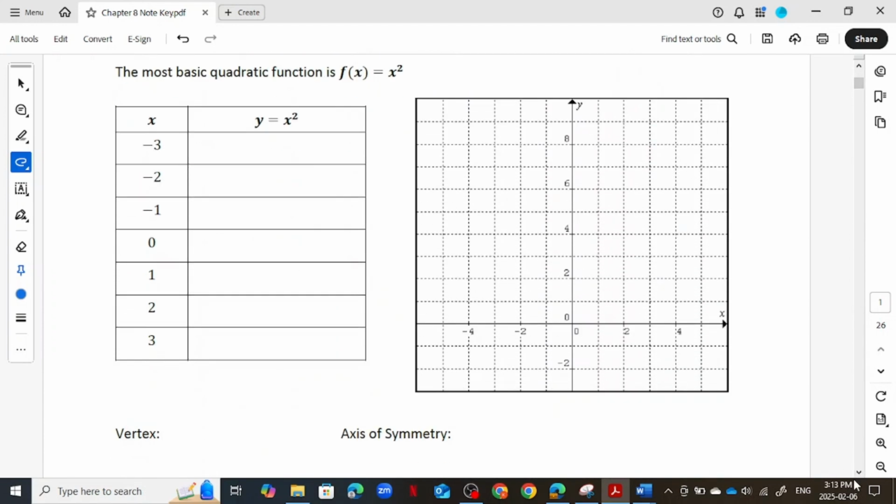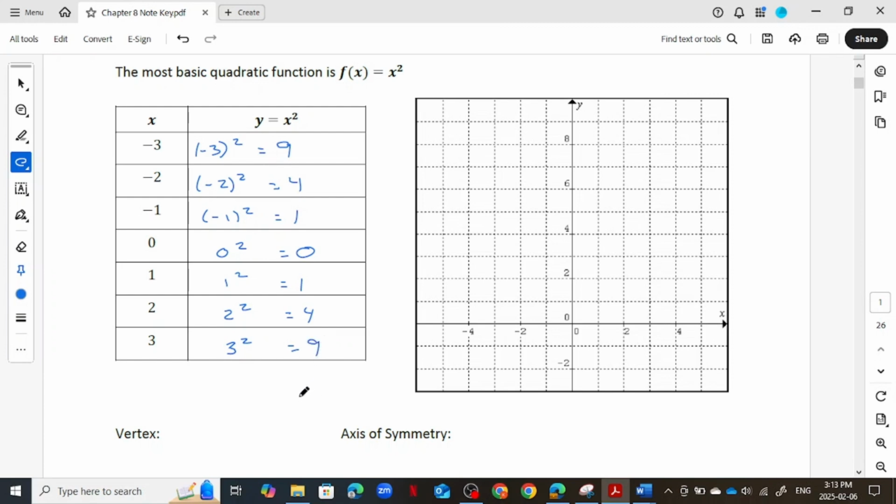Well, we start with the most basic quadratic function, which is f of x is equal to x squared. In other words, y is equal to x squared. Anytime we graph anything, it's nice to start with a table of values. So we're going to pick values of x and we're going to solve for y. When x is -3, the y value is -3 squared, or 9. When x is -2, -2 squared is 4. -1 squared is 1. 0 squared is 0. And then we get to repeat it because 1 squared is 1, 2 squared is 4, and 3 squared is 9.